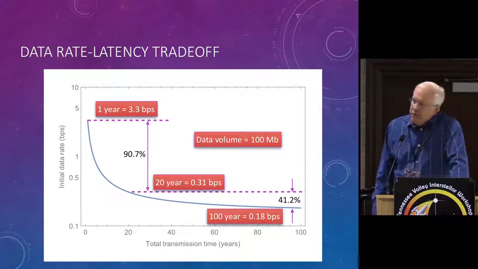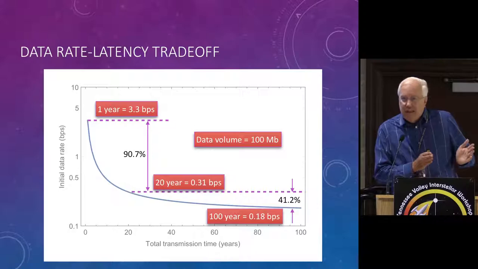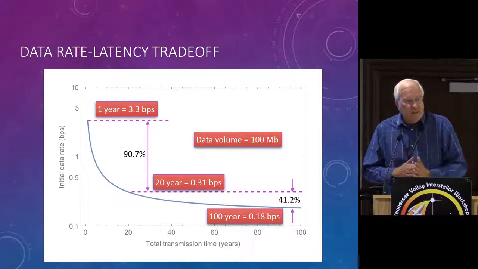The other piece of good news is that that's the time to get all the data back to Earth, but we can get individual images back sooner than that by transmitting the most compelling images first. So the question is, how fast do we get the first image back and how fast do we get all the images back? Both of those are important.